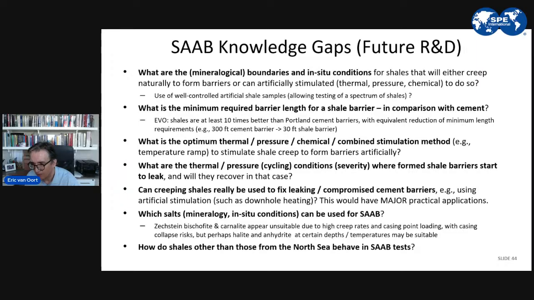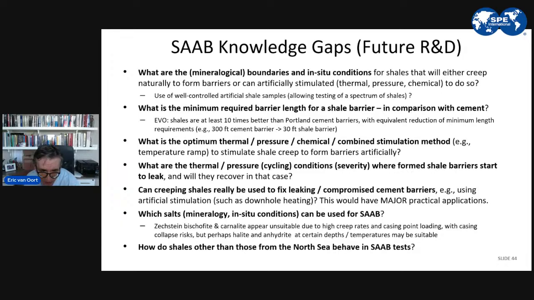Can different types of creeping salts be used? I have already been approached by people who wanted to use the Zechstein formation in the North Sea area for this purpose, but I think it's completely unsuitable, because Zechstein contains these bischofite and carnallite formations that creep at a very high rate. In that case, you'll have to start worrying about point loading of casing and collapse of casing, which happens, in fact, in the Zechstein if you don't use high-strength casing with a thick wall and a very good cementation.